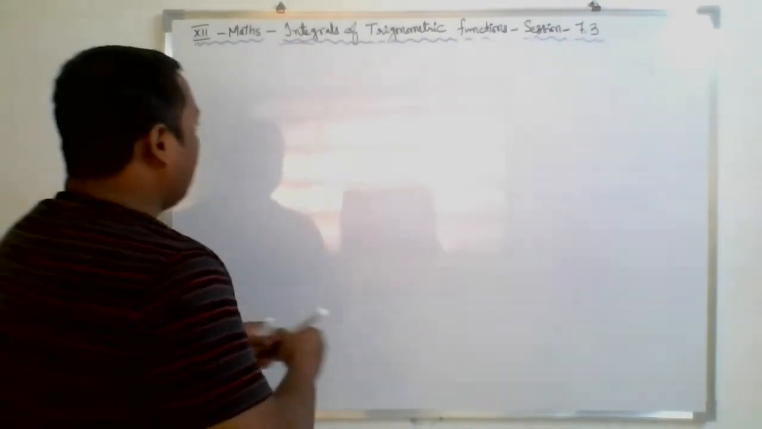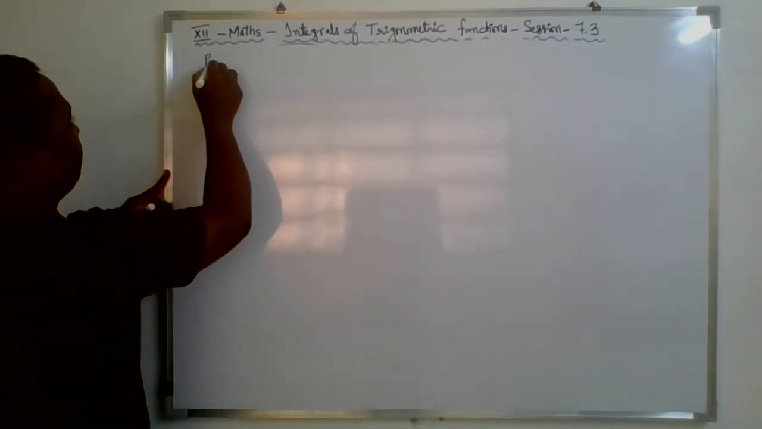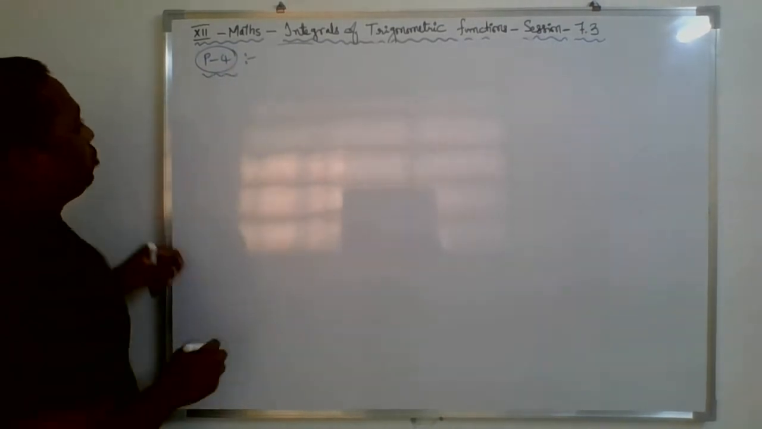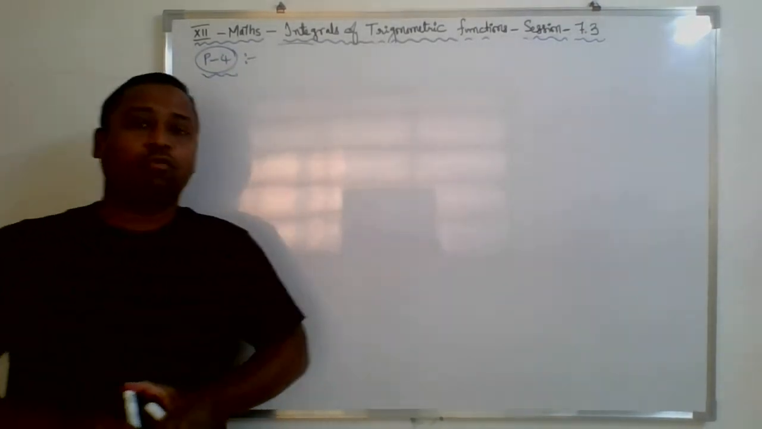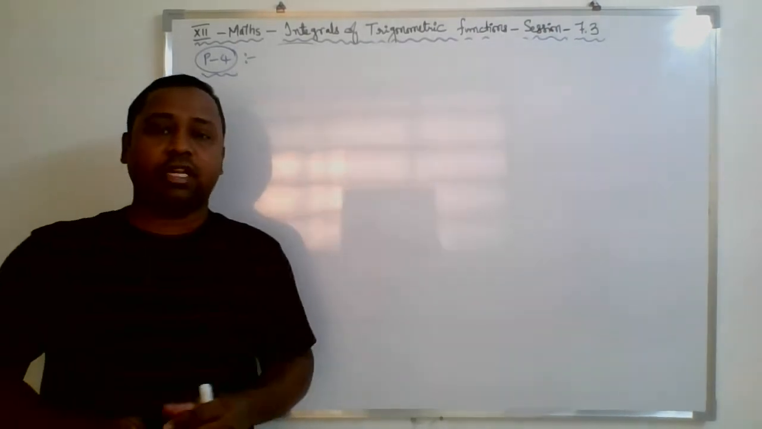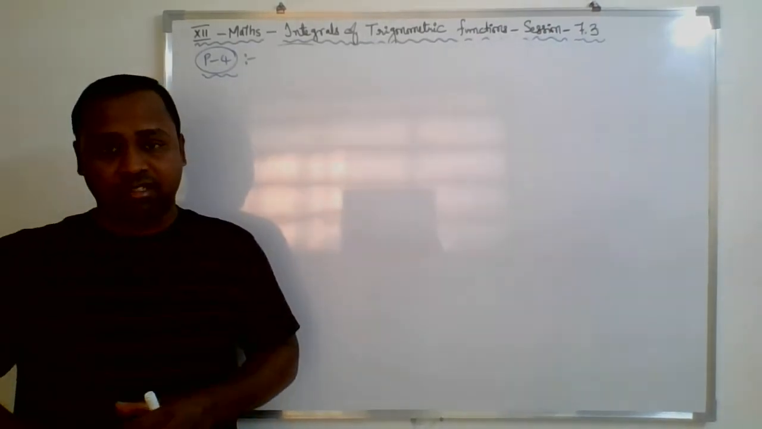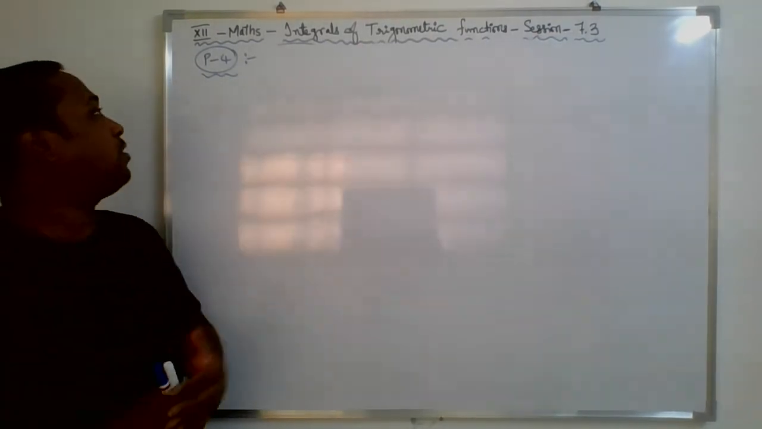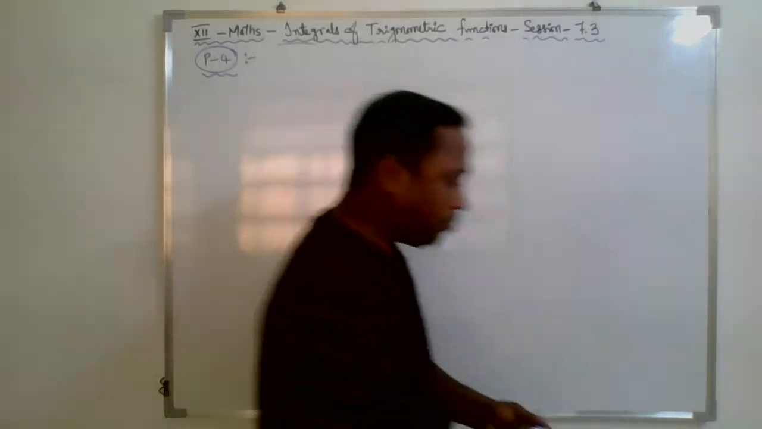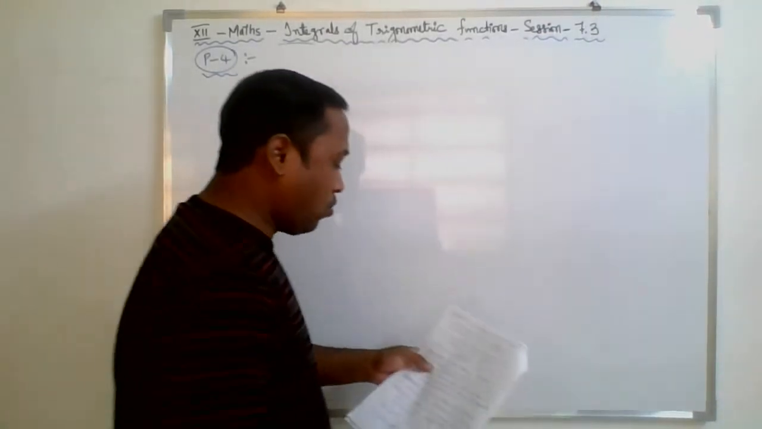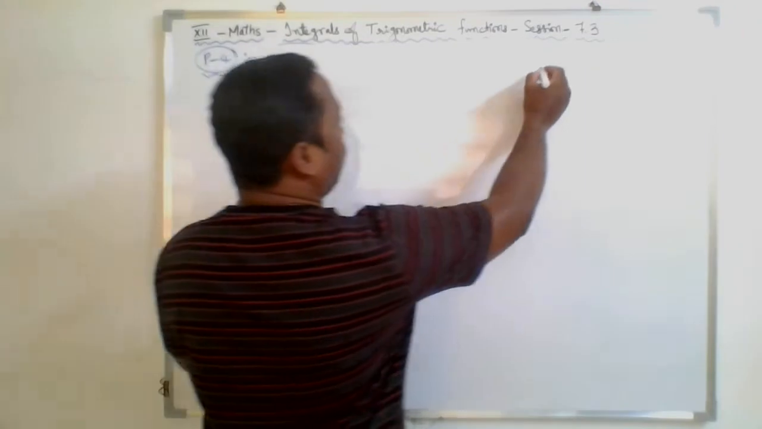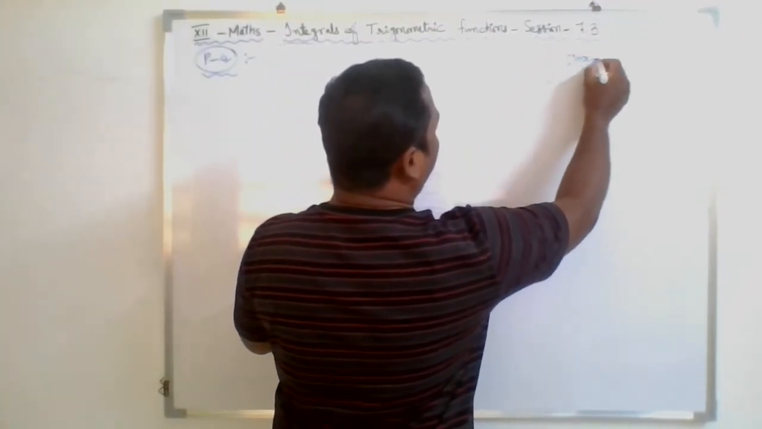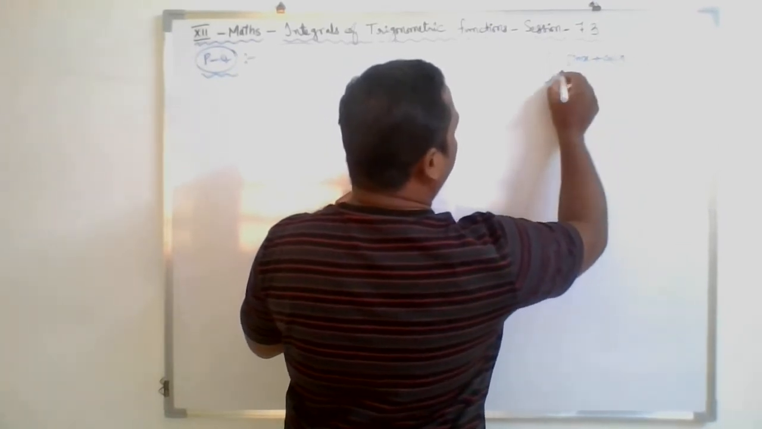Now pattern 4. It's so important. This question has come quite a few times in boards, in 4 marks, and some of these questions were also asked in 6 marks. So please be patient and try to understand pattern 4. First, I'll write the question, what the question looks like. What is the common thing you will identify in this pattern?